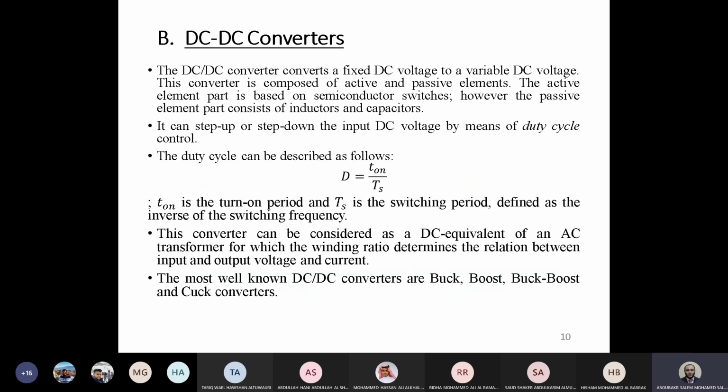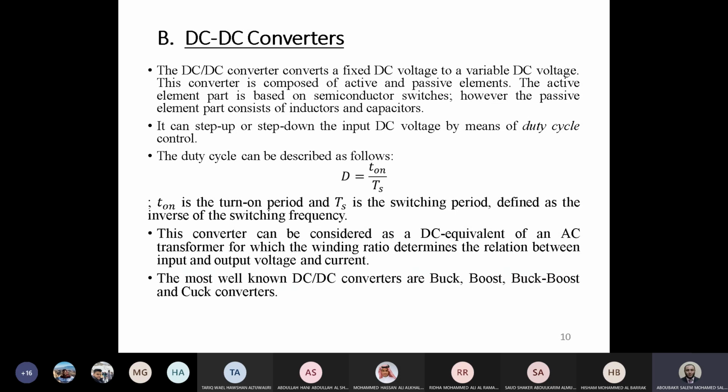Second type of converters, which is DC to DC converters. DC to DC converters, we already discussed one of them in controlling DC motors, which is a 4-quadrant DC chopper. It depends on the operation of something in control called duty cycle, which is the ratio between turn on time over the overall period of the switching time. So this is now called the duty cycle. By controlling duty cycle, you can control the output voltage of a DC converter or DC chopper.